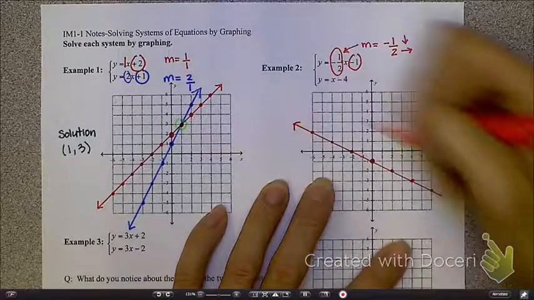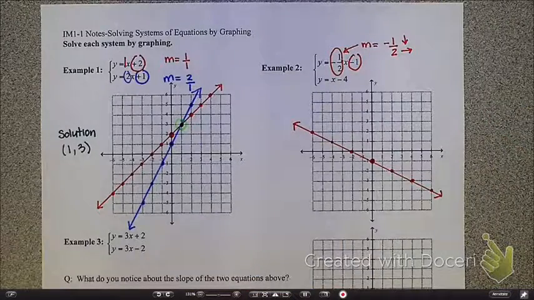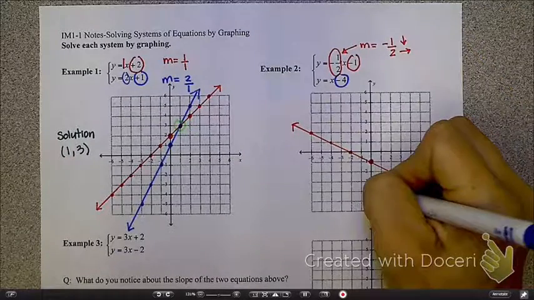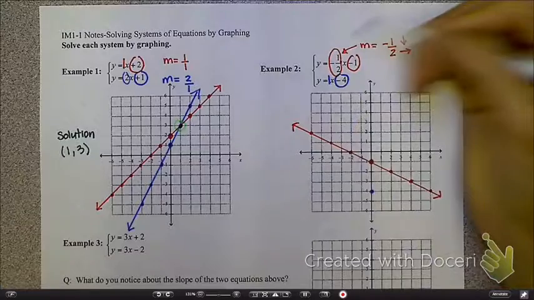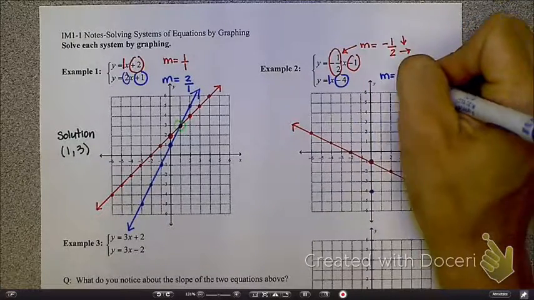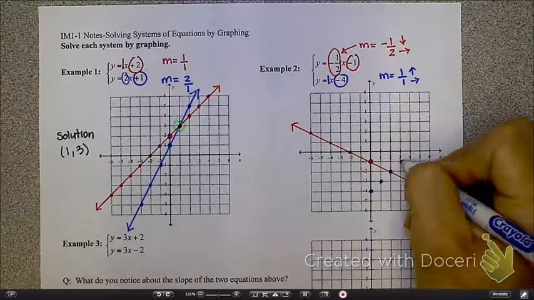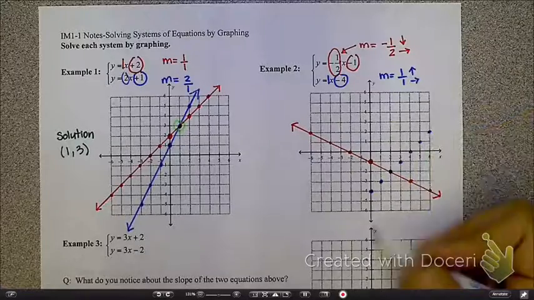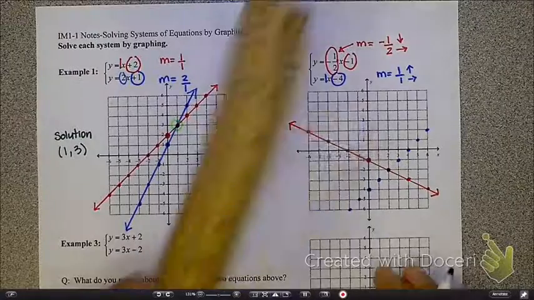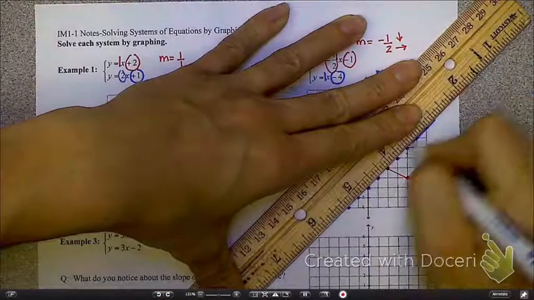Did you guys get that? Okay. So let's move on to the second line. Our y-intercept is -4. This one has a slope of +1, so that means we're going up 1, right 1. So up 1, right 1. And I can see already exactly where they cross, but I'm going to continue my line all the way to both edges just to make it really precise. And I'm going to connect.